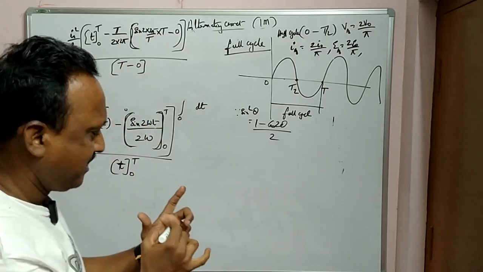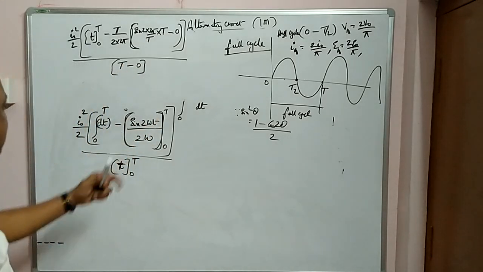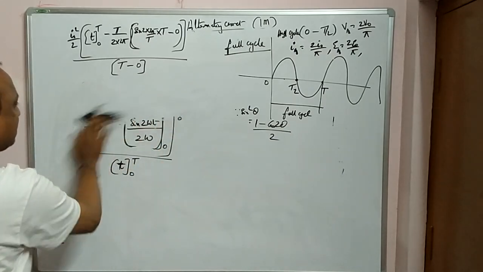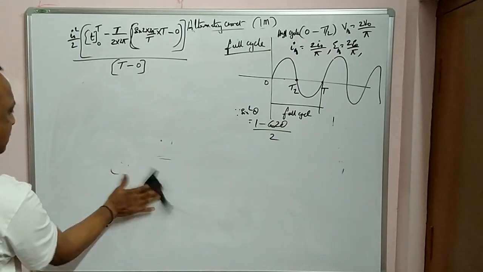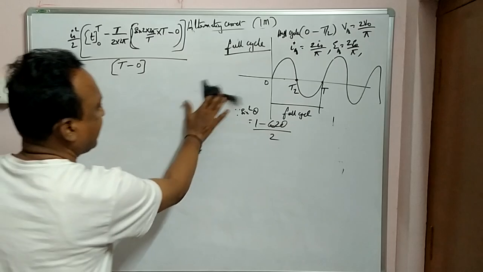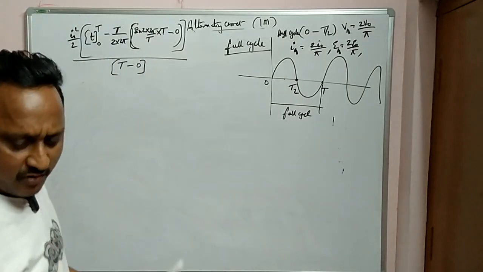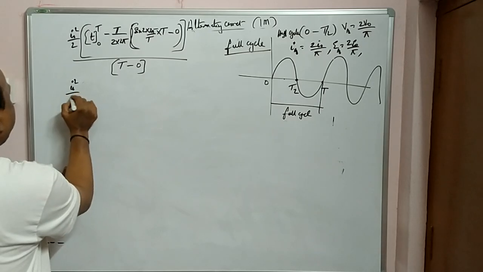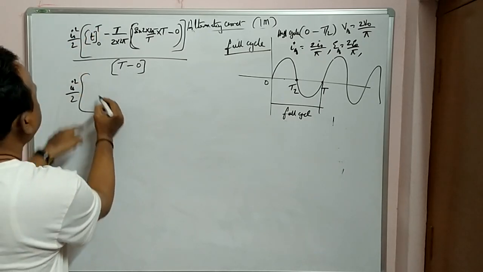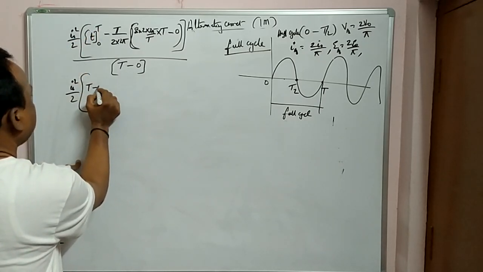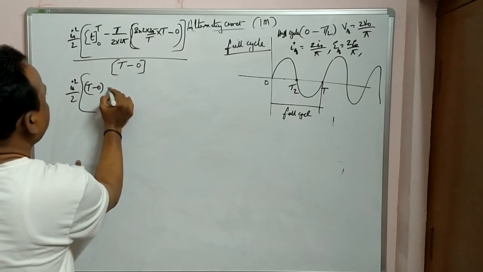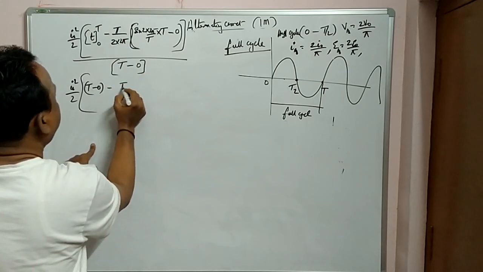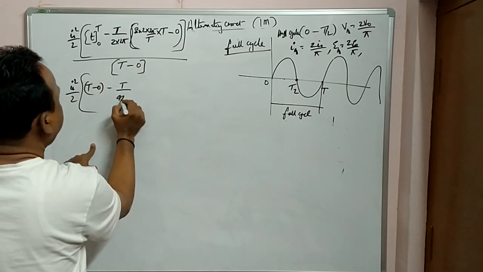I am rubbing this step also for convenience of you. Finally, I am extending I square by 2 into upper limit capital T minus 0, that is t, minus t by 2, 2s are 4 pi, of course, bracket.